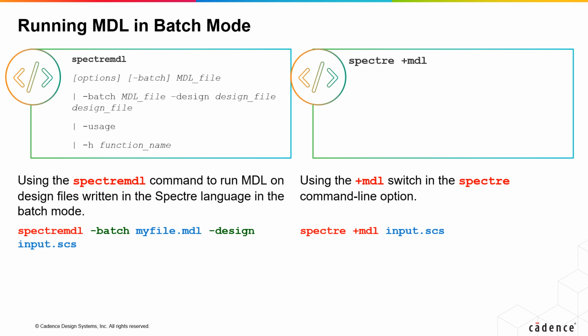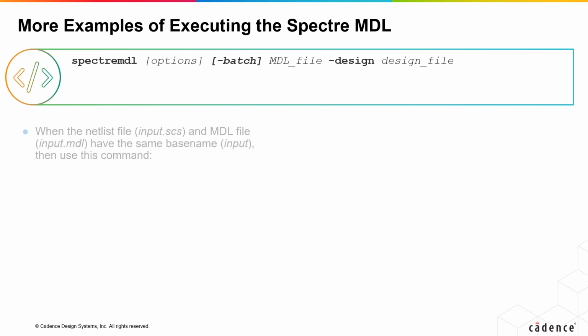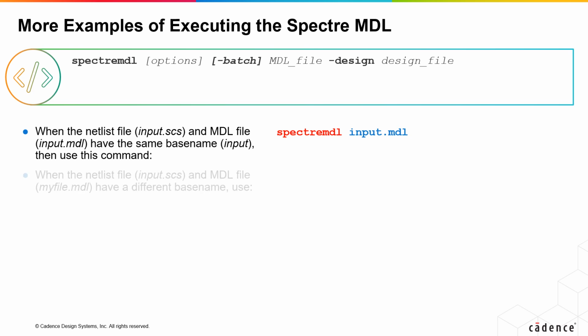Here is a list of switch options which you can use with the spectremdl command, where the vertical bar separates alternatives. More examples of executing spectremdl in batch mode are discussed here. If the design netlist file and MDL control file have the same base name, like input.scs and input.mdl, then they can be run by just specifying the MDL file name as mentioned here.